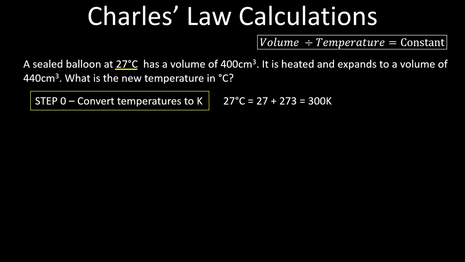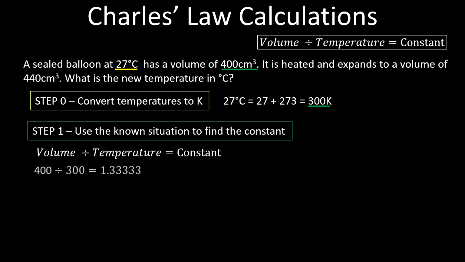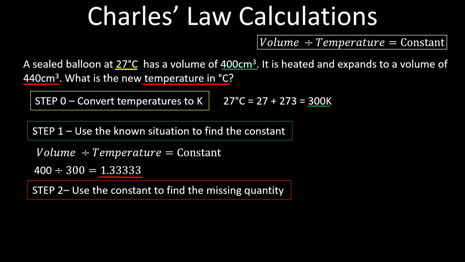And then it's the same as before. We just use the known situation with the converted temperature to get our constant. So our starting volume is 400 and our starting temperature is 300, so that gives us a constant of 1.3 recurring. Try and keep all the digits in your constant in your calculator to avoid rounding errors, and only round off at the end of the question. That's generally good advice.